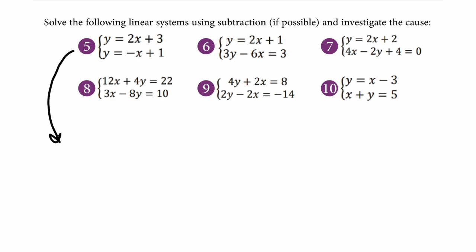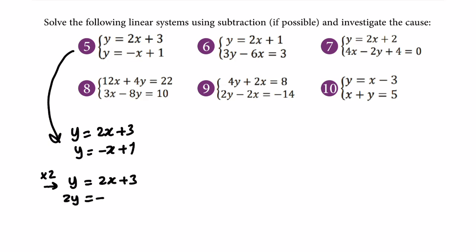This part here, you write y equals 2x plus 3, y equals negative x plus 1. Okay, then you multiply the bottom part by 2, so we get times 2. We get y equals 2x plus 3, 2y equals negative 2x plus 2. So this one, we combine this. We get 3y equals 5 here. And we divide: y equals 5 over 3. That's the value for y.